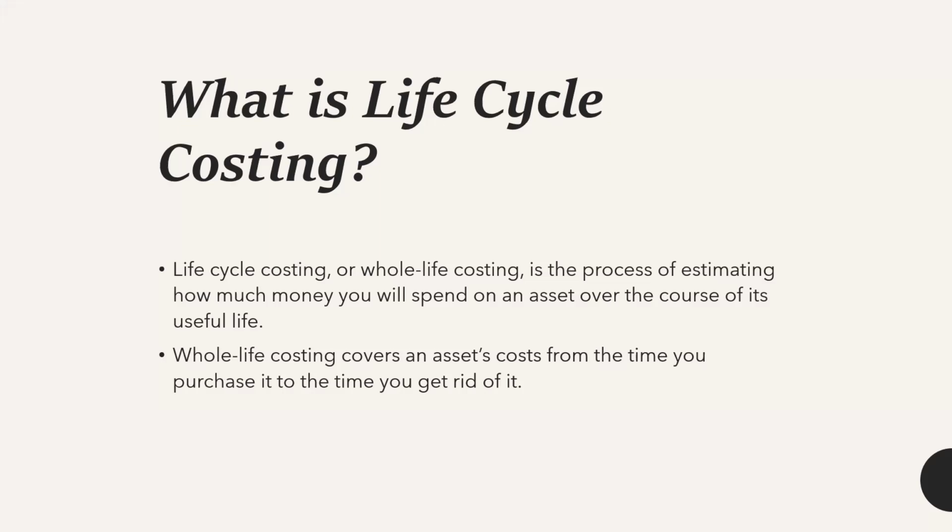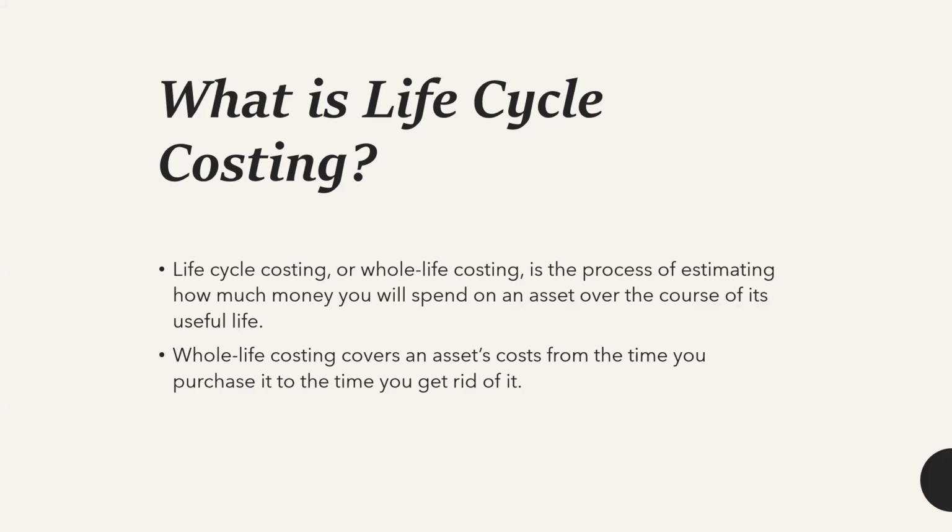Life cycle costing, or whole life costing in other terms, is the process we use to estimate how much money we will spend on an asset over the course of its useful life. So we are not only considering the initial cost or the purchasing cost of a particular asset, but we are also focusing on the whole life costing. It includes all the maintenance costs. It includes the initial cost or the purchase cost. It includes maybe initialization costs. Likewise, we are basically focusing on all the costs, including the whole life of that particular asset.